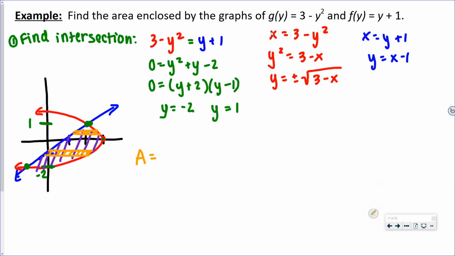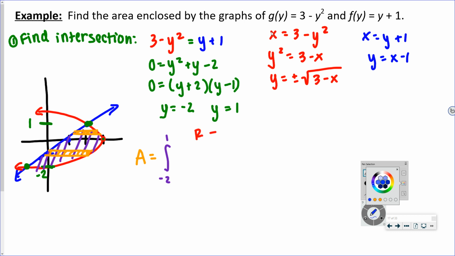So to find this area, I would integrate. Okay, we're doing this in terms of y. So from negative 2 to 1, the lowest to the highest, we're doing the right minus the left. That's going to give me the height of the rectangles. And then we're going to times this by dy. That's technically the width of the rectangles. And then this integral will let me sum up the area of all those rectangles.